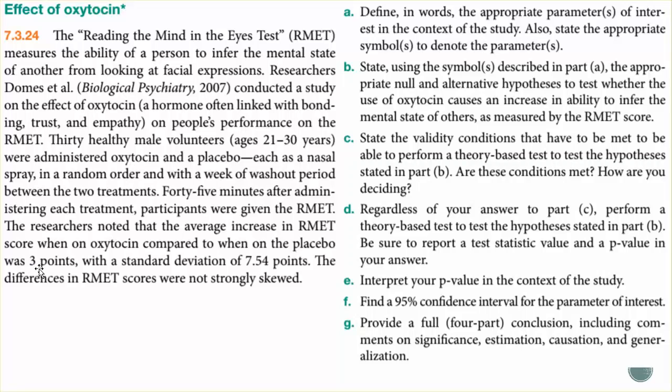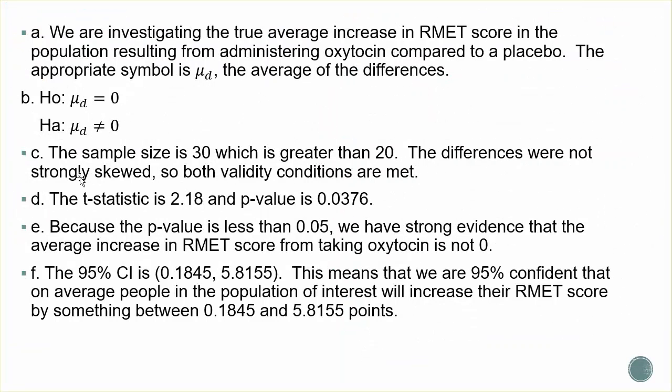And so they want us to answer some questions. So let's take these in order. Define in words the appropriate parameters of interest in the study and give a symbol to them. Okay, so what are the parameters of interest? Well, we want to know what's the true average increase in RMET score in the population resulting from administering oxytocin compared to the placebo. And the symbol we would use is mu D.